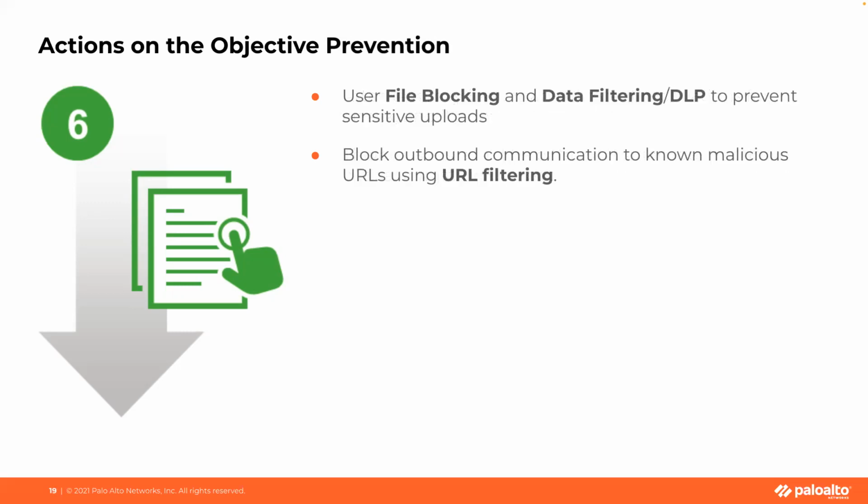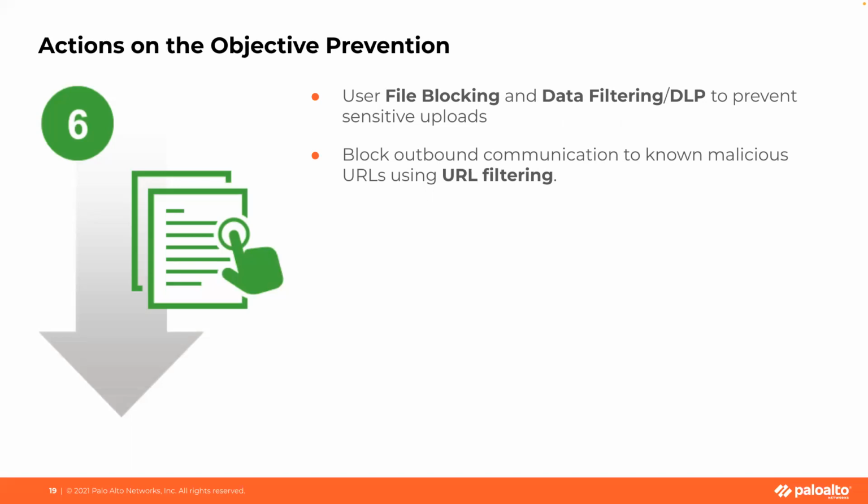So how do we prevent this? We can use file blocking and data filtering, or DLP, to prevent sensitive uploads. As I mentioned with file blocking, we can see, for example, that documents should not be going out from DMS, or document management server, to the internet. If that's an internal site, sensitive files or PDFs should never be going out from that place into the internet. So we can use file blocking to block file types that should not be going from one zone to another, where they normally would not want to see them.